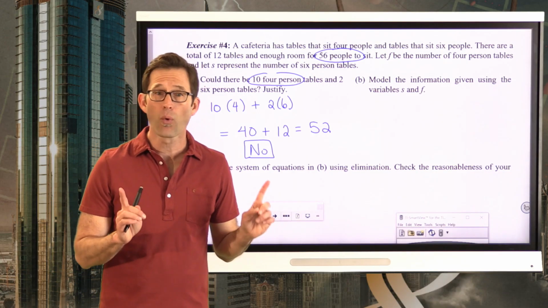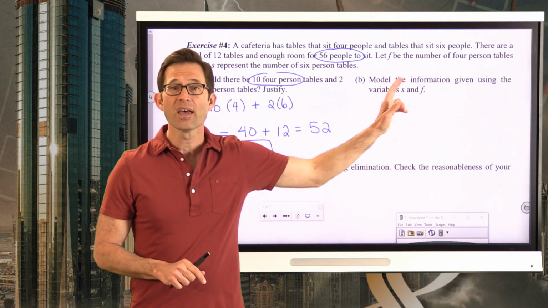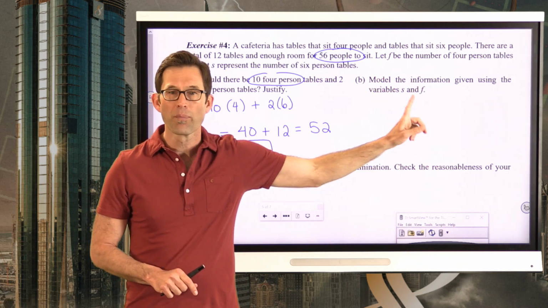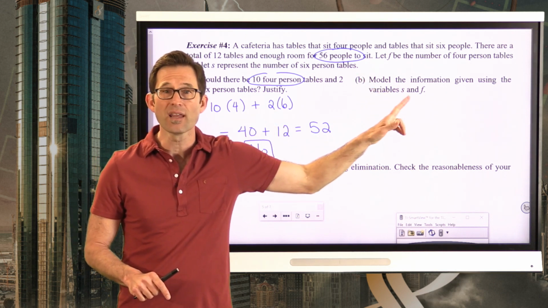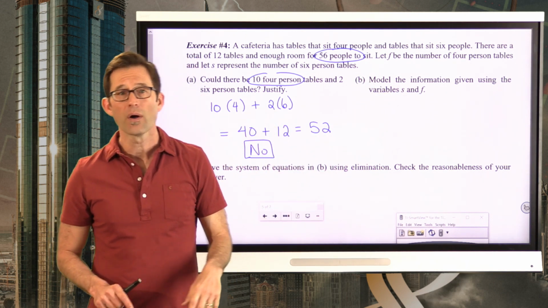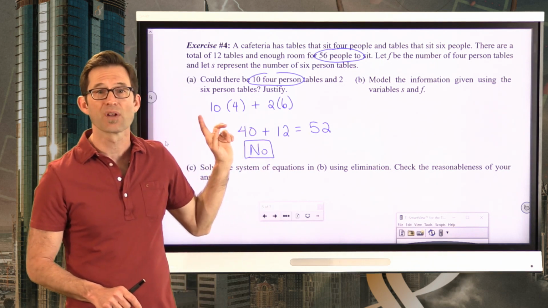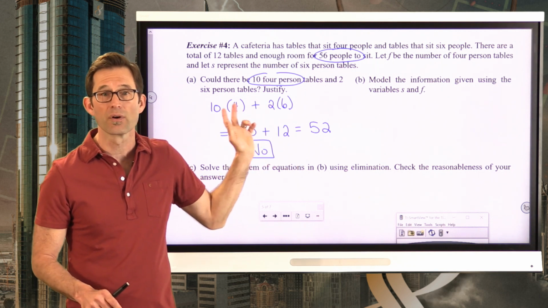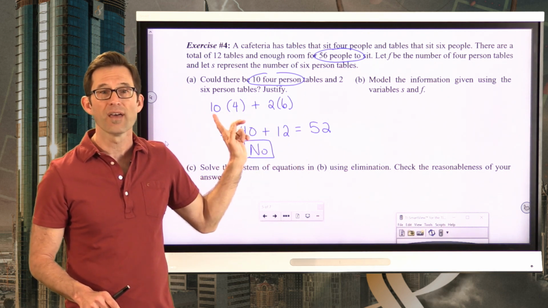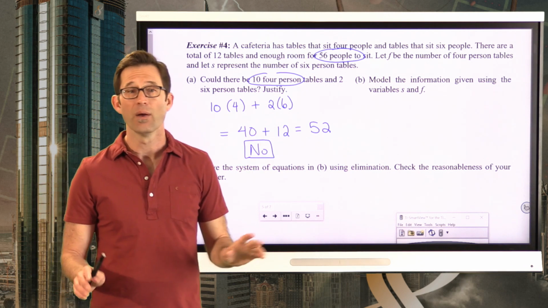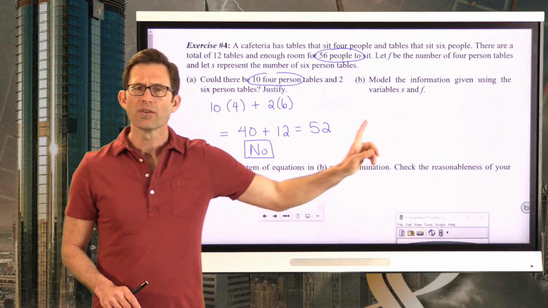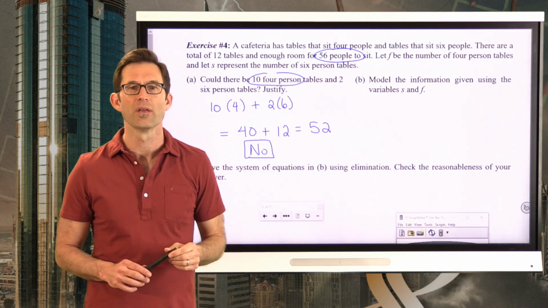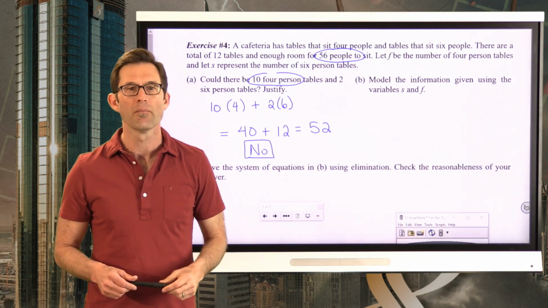Now, really important to understand, the S and the F represent the number of 6-person tables and the number of 4-person tables. It's not how many people are sitting at the table. In this case, I was talking about 10 4-person tables and 2 6-person tables. So in part A, F would have been 10 and S would have been 2, and it wasn't going to get the job done. So I'd like you to try to set up a system of equations that models all the information they gave us. Don't try to solve it, just see if you can model it.